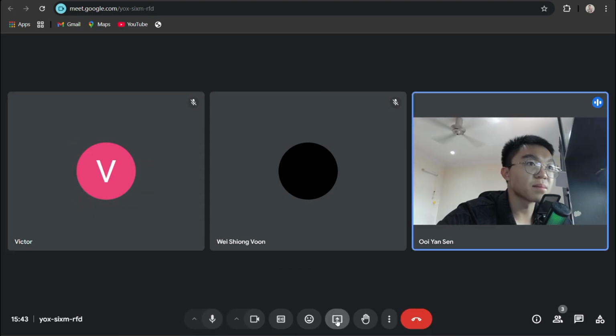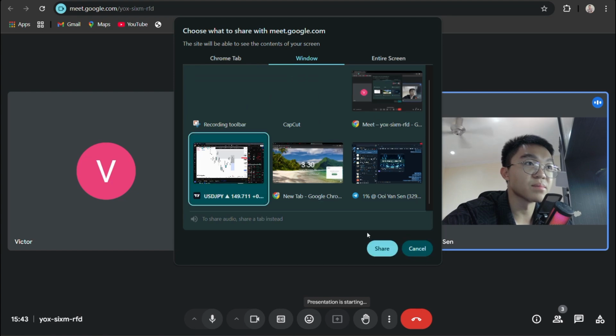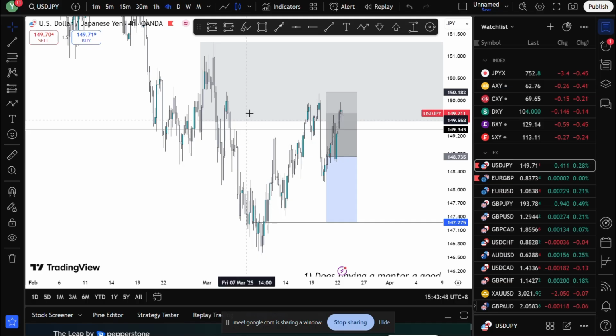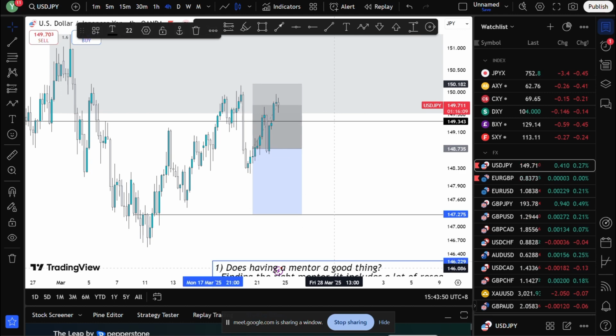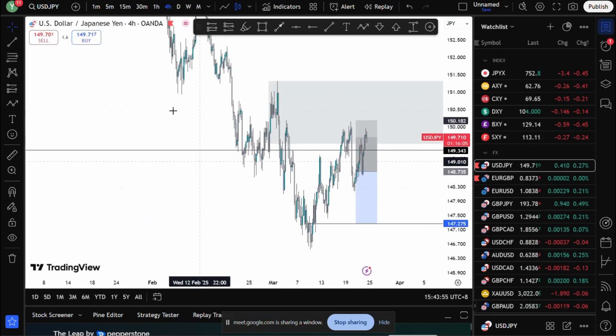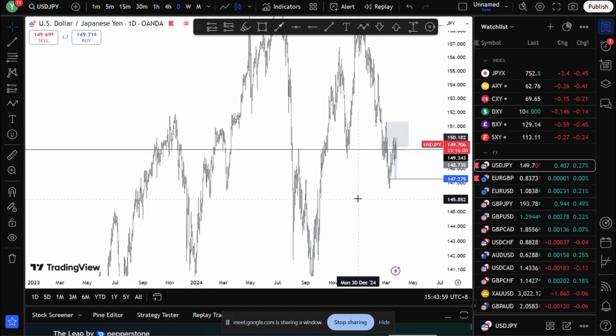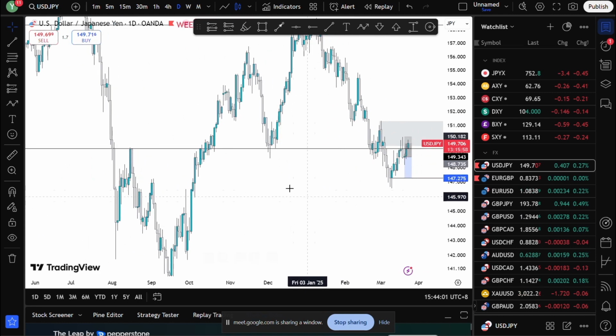So I'll do a small recap on the trade that we took on that day. So this is the USD JPY that we entered on that day. Why did we enter on that day? We actually sent the analysis in the group, but I'm going to make a simple analysis here.